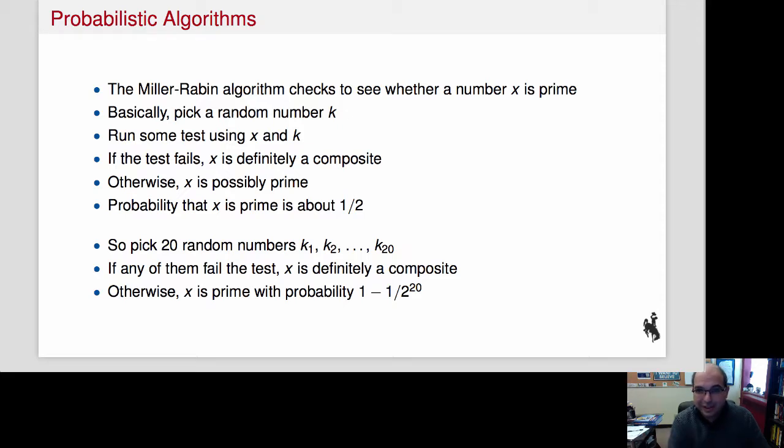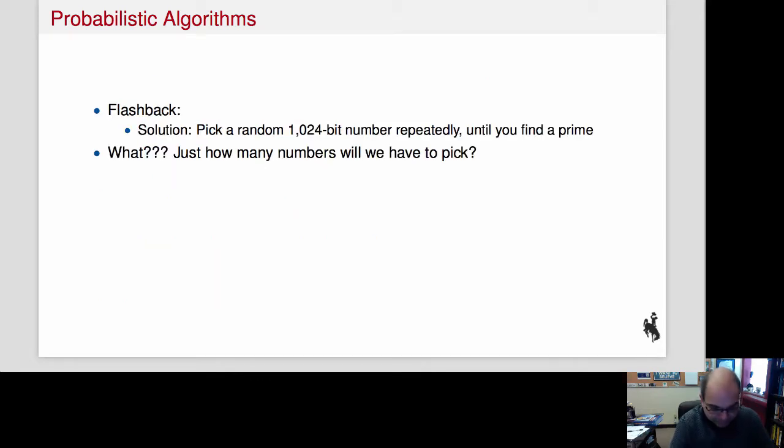So the probability that x is prime is 1 minus 1 in a trillion. I'm willing to live with that, right? That's a pretty high probability. Oh, maybe you're not sure. Maybe you want more certainty. Okay, pick 40 cases, right? So yeah, that's how Miller-Rabin works, and it's very, very effective.